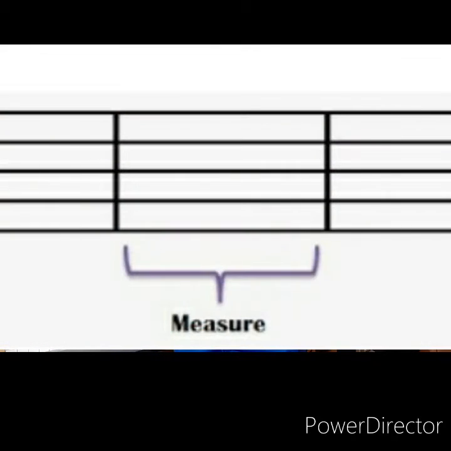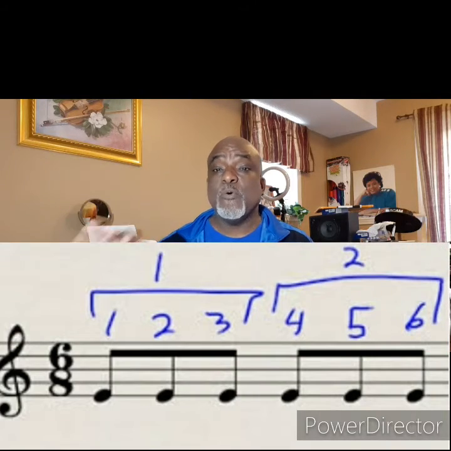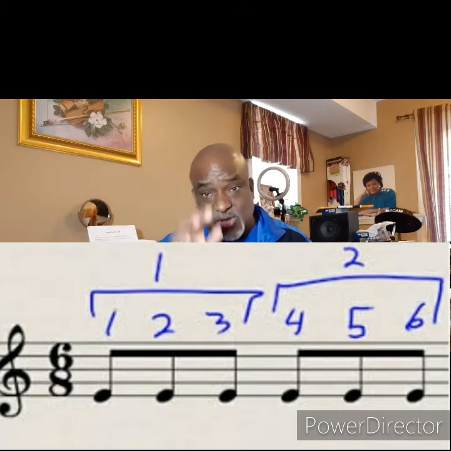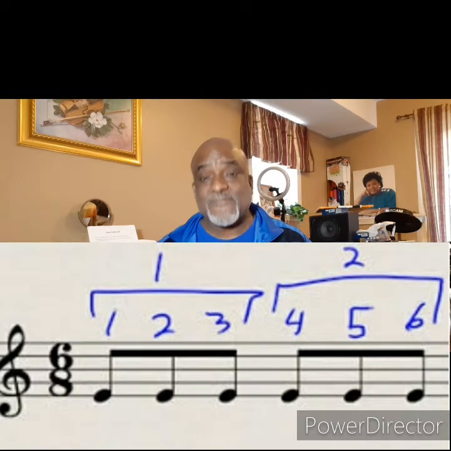And remember what I told you about what a measure is in the last video. A measure is the space of the music in between 2 bar lines. That's what a measure is. So we're counting 6 beats in between those measures. Not necessarily 6 notes, but 6 beats. 1, 2, 3, 4, 5, 6. 1, 2, 3, 4, 5, 6.